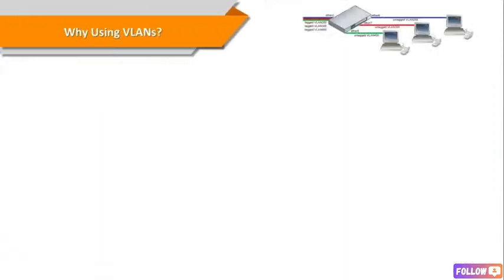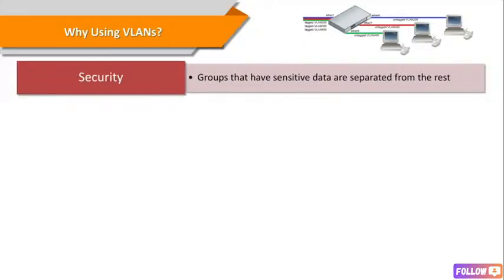So let's run down some of the primary benefits of using VLANs. So security at the top. Groups that have sensitive data are separated from the rest of the network. Separating systems that have sensitive data from the rest of the network decreases the chances that people will gain access to the information that they're not authorized to see.